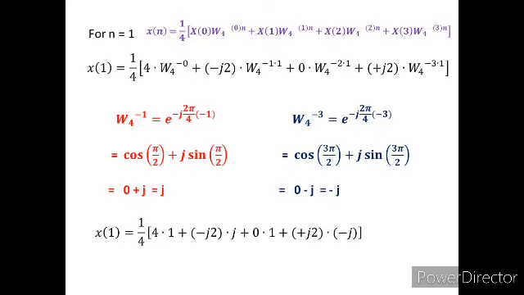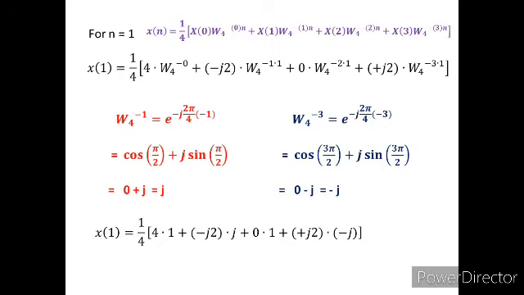So W4 to the power of minus 1 is e raised to minus j 2 pi by 4 into minus 1. This is a twiddle factor value. So 2 and 4 get cancelled with 2, and we have got cos pi by 2 plus j sin pi by 2. Cos pi by 2 is 0, j sin pi by 2 is 1. So it becomes plus j.